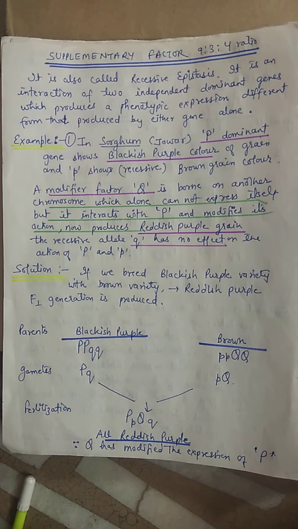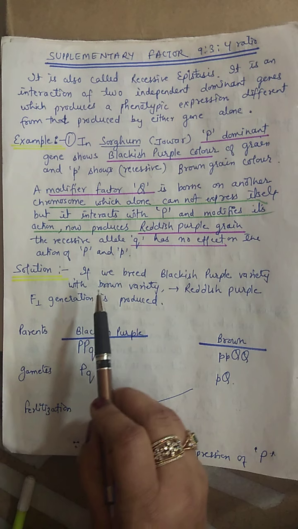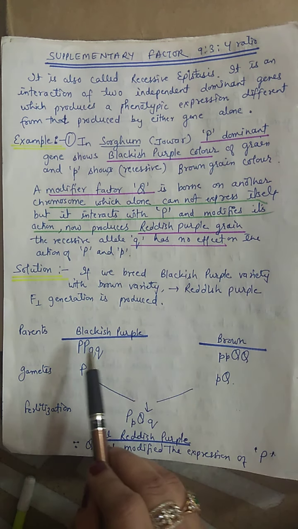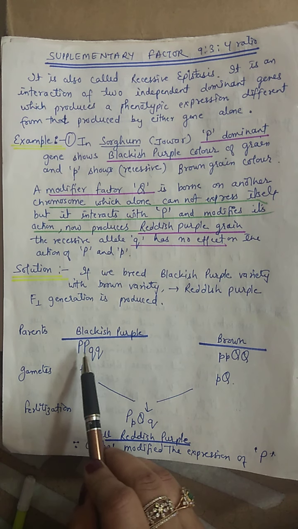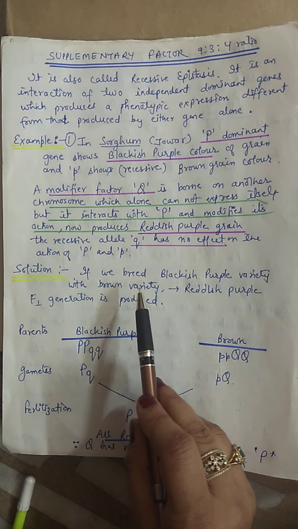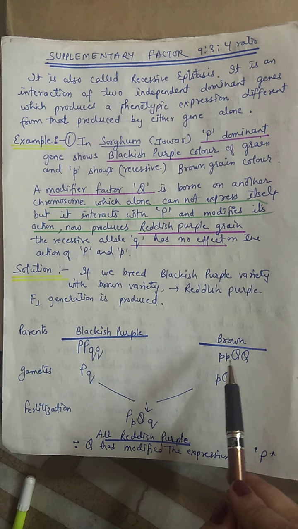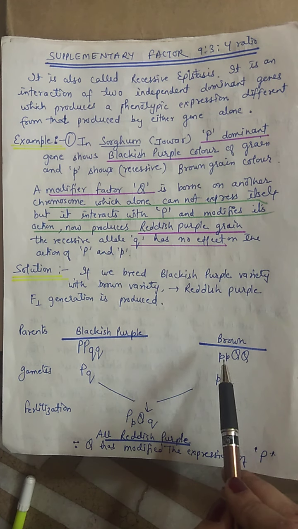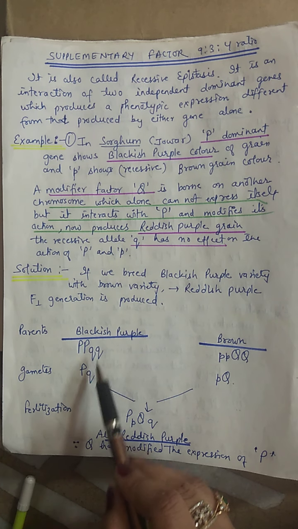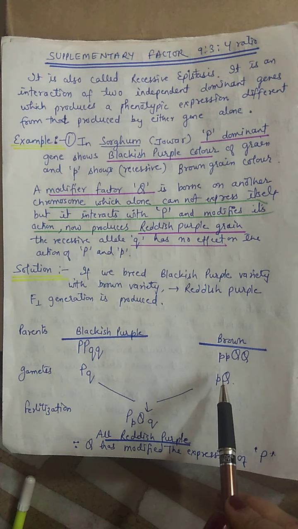Now this example can be explained by solving as follows. If we breed a blackish purple variety, where the black color is coded by the dominant alleles, with a brown variety where small p is denoting the brown color, now form the gametes: P with Q and small p with small q.